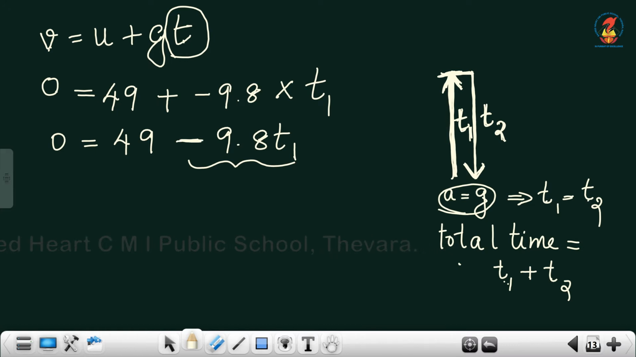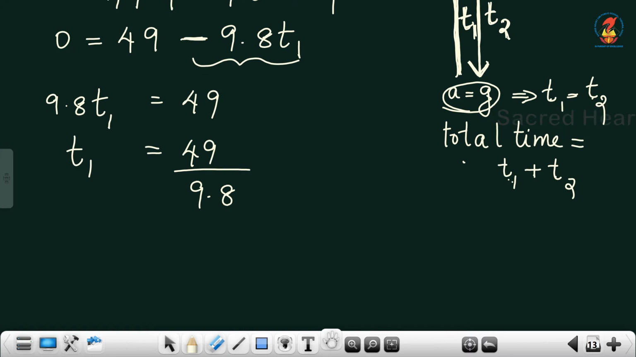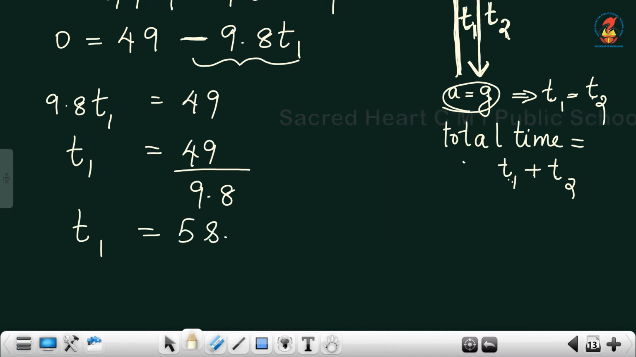So, when this minus term moves to the left hand side, it becomes positive. So, it becomes 9.8 T1 is equal to 49. So, T1 is equal to 49 by 9.8, and on simplifying it, you will get the answer as T1 is equal to 5 seconds. And this is the time taken for the body to reach the maximum height.